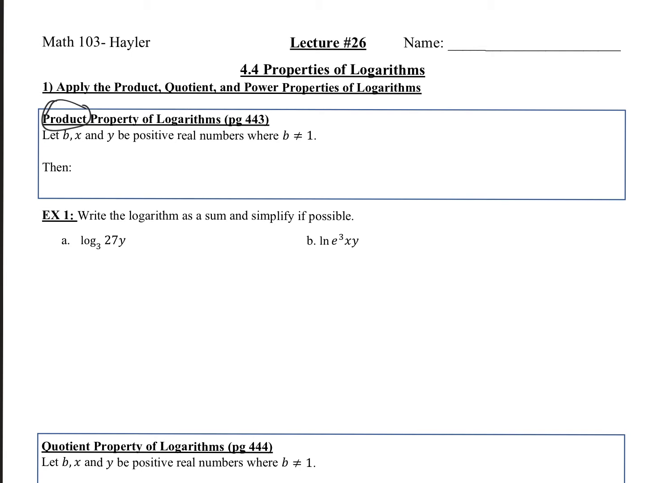Okay, so let b, x, and y be positive real numbers where b is not equal to 1. Then we have the following rule. If we have log base b of x times y, this is going to be equal to, and now we write it as a sum. So we have log base b of x plus log base b of y.